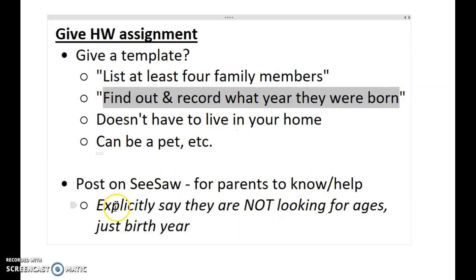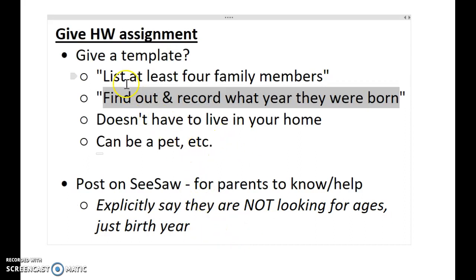Then when you share this back with parents, I would recommend posting this on Seesaw as well so that parents know what to do when they're answering these questions. Explicitly say that they're not looking for the ages of these people, but just the year that they were born. That in class you're going to work on figuring out ages. Here you're just recording their birth year.